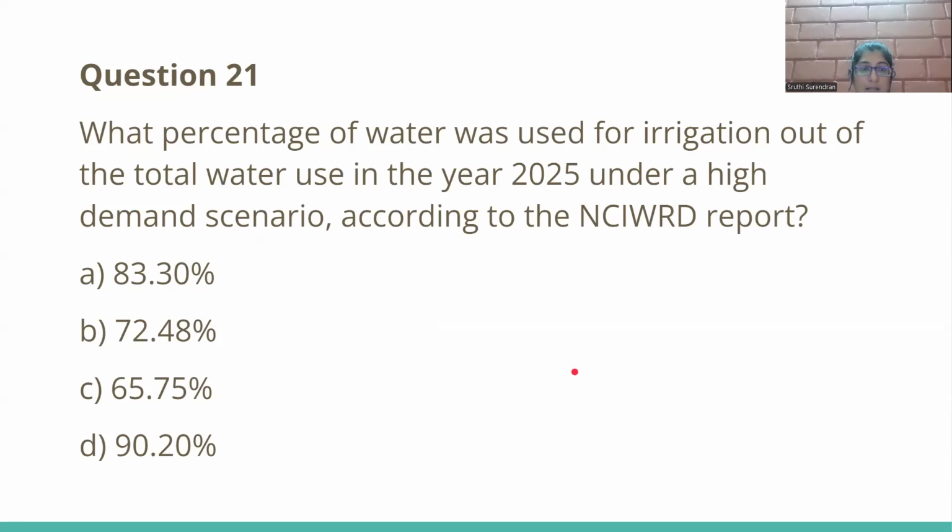Moving on to the next question, again a statistic, which is something not very easy to remember, but you can if you go through these slides. What percentage of water was used for irrigation out of the total water use? What percentage will be used in 2025 under a high demand scenario according to the NCIWRD report?